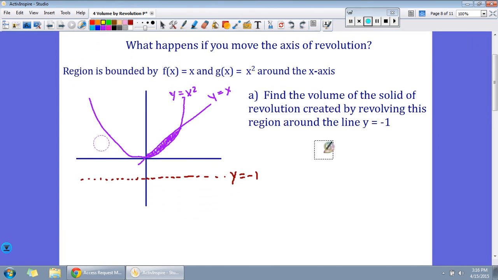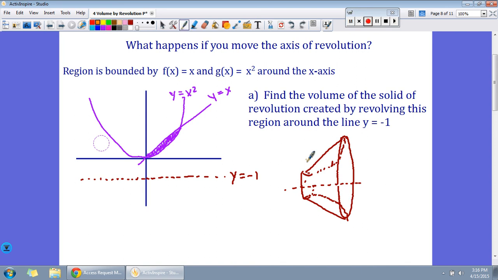Okay, so now we're going to look at if the region bounded by our two functions is rotated around a different line besides the x-axis, like x equals negative 1. When we rotate this, we're going to get a shape that has some empty space here in the middle, but that these areas here are going to be fairly solid.